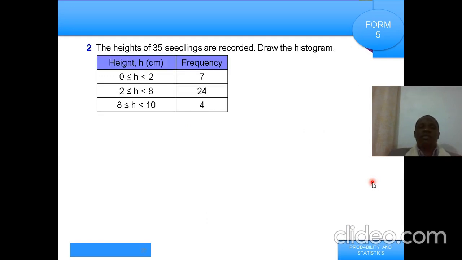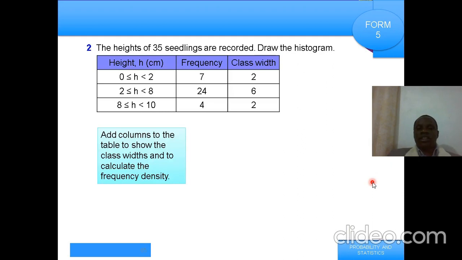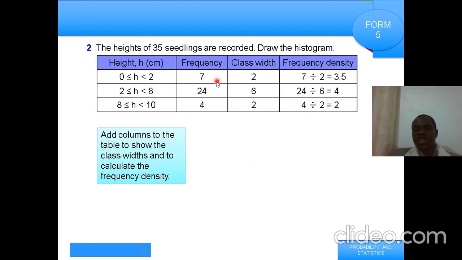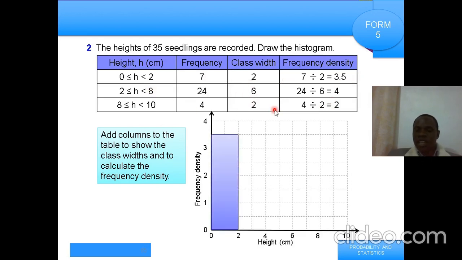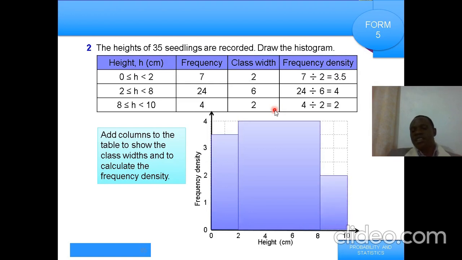Let's do this histogram. First thing, class width. Okay, so we find from 0 to 2 is 2, from 2 to 8 is 6, from 8 to 10 is 2. Then what do we do next? FD, frequency density. We do 7 frequency divided by 2, we get 3.5. 24 divided by 6, and so on. Then we can draw it again. Put that, there it is. This is the histogram from this data. All right? So this is how a histogram looks like.